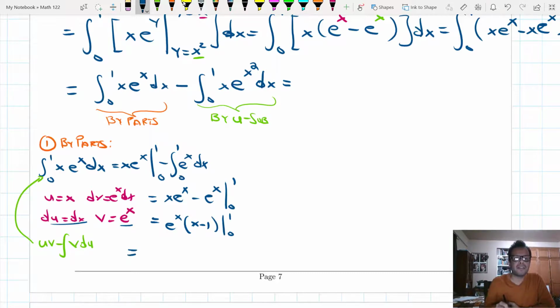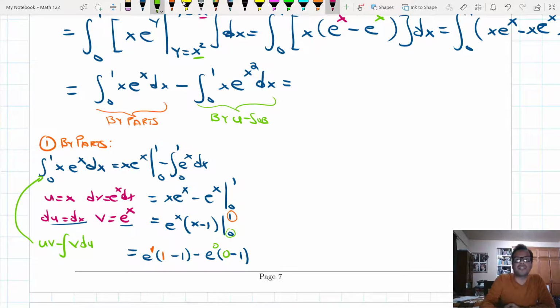Now from here, let's do the upper limit, which in this case is 1, e to the first times 1 minus 1, and then minus e to the quantity minus 1. Okay, and in this case, the lower limit, which will be 0. E to the 0, 0 minus 1.